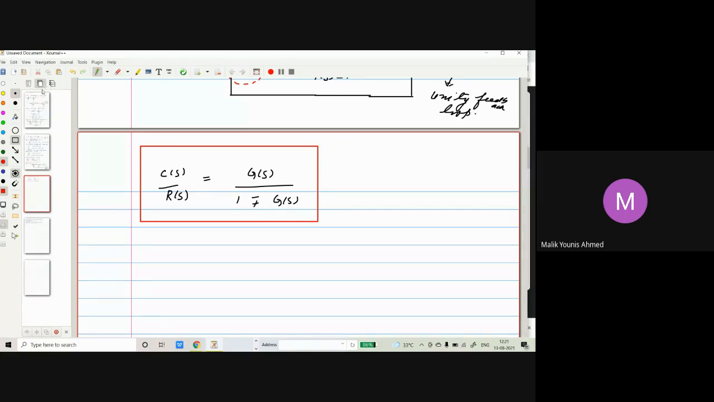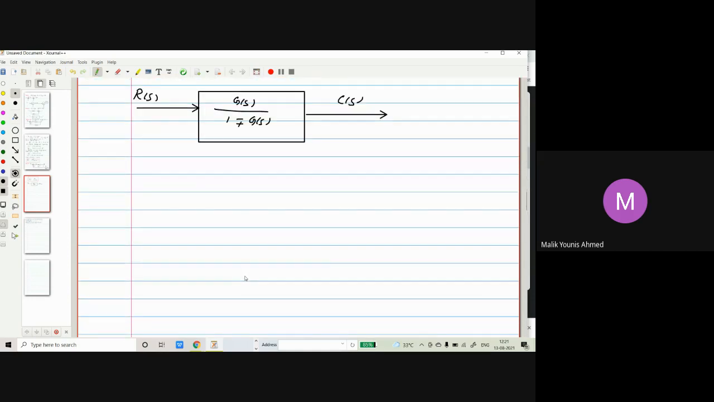And if you want to draw the same in a block diagram, you can draw it like this, where the input signal will be R of s and the output signal will be C of s, the overall output. Then here you can write G of s divided by 1 minus plus G of s. So this is the overall block diagram you can make. I think we will finish the rules today, then we will do the numericals next time.